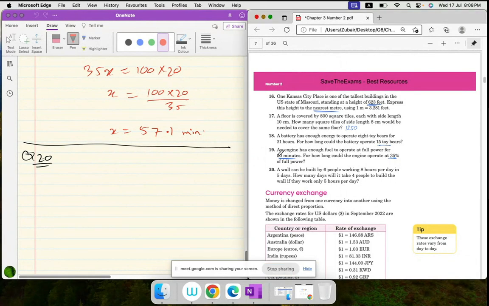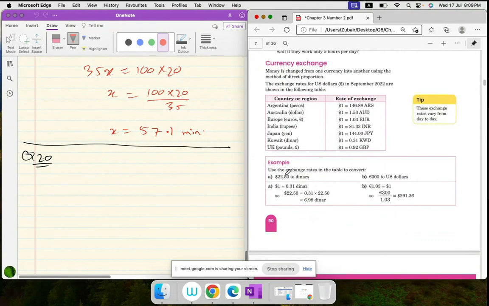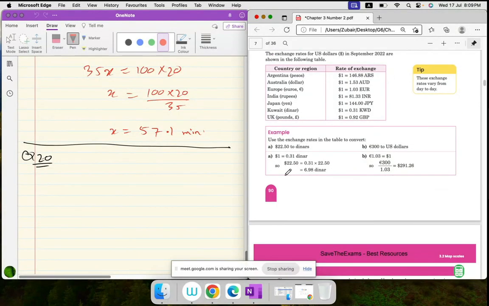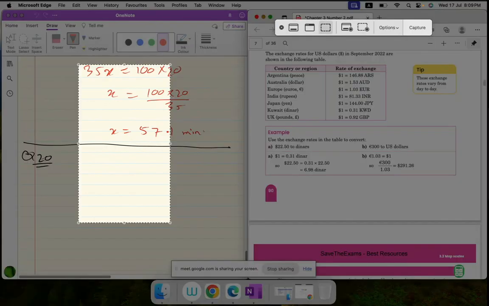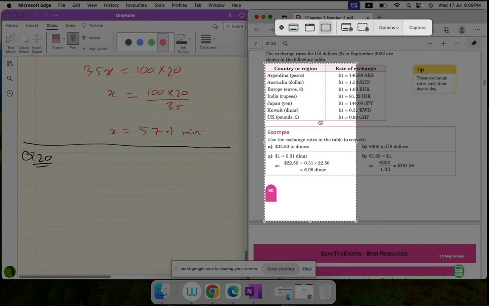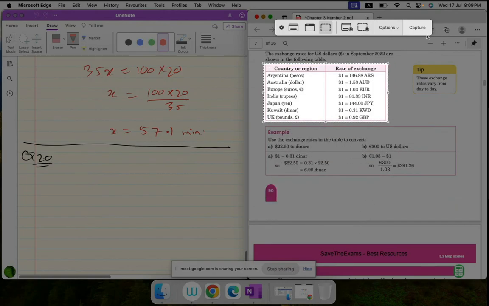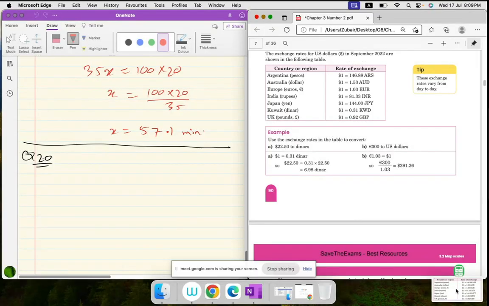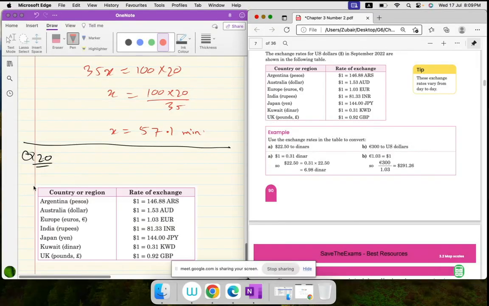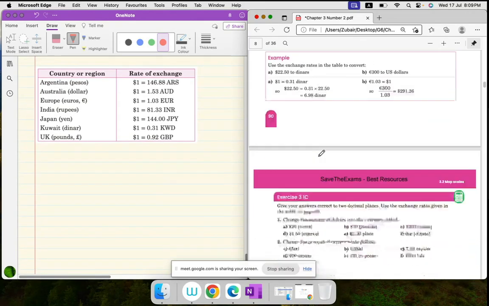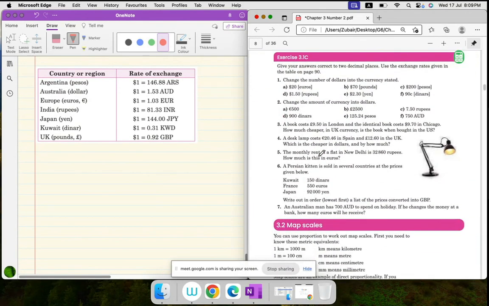Okay, so we completed this and we discussed a few examples of currency exchange. Yes, sir. Let me take that screenshot. Okay, we'll be using this to avoid going back and forth.